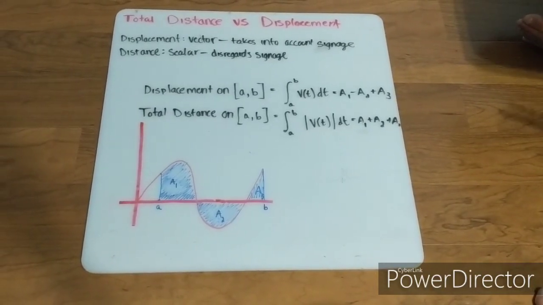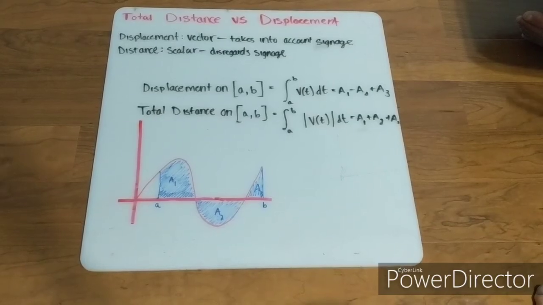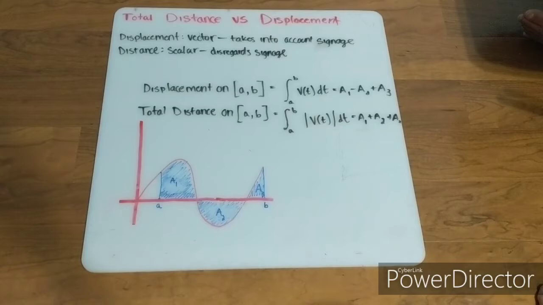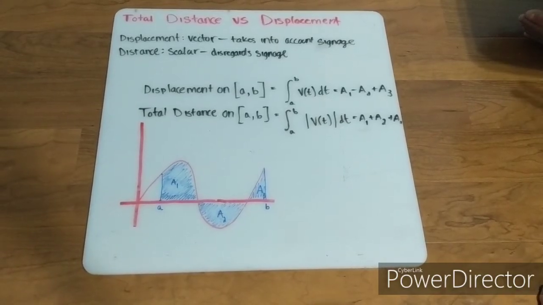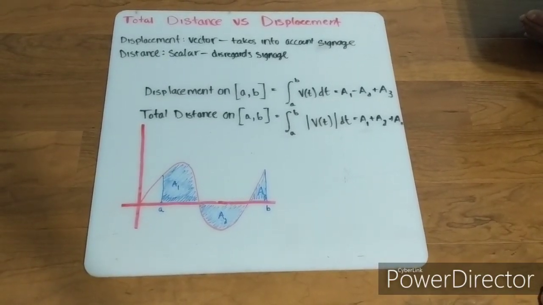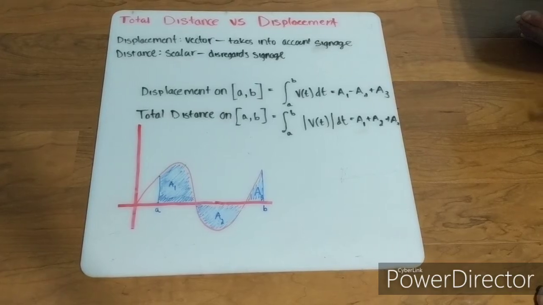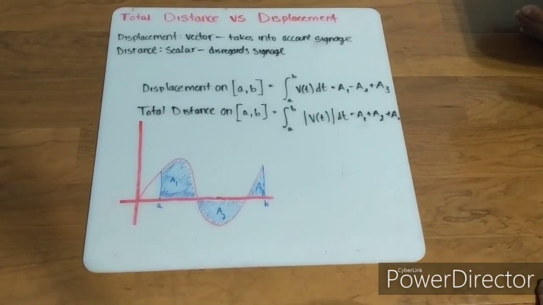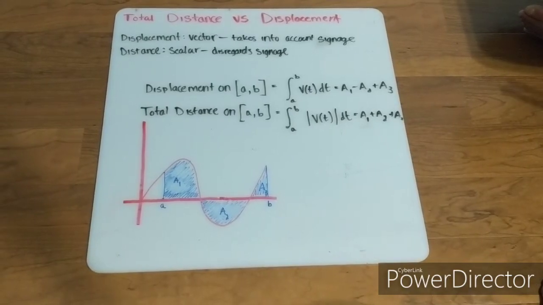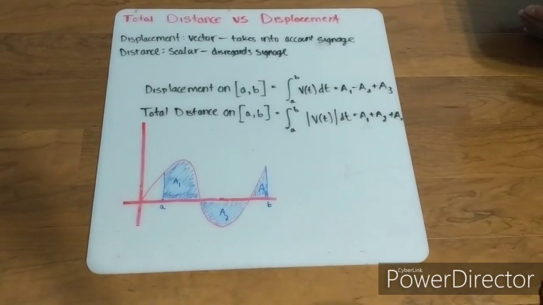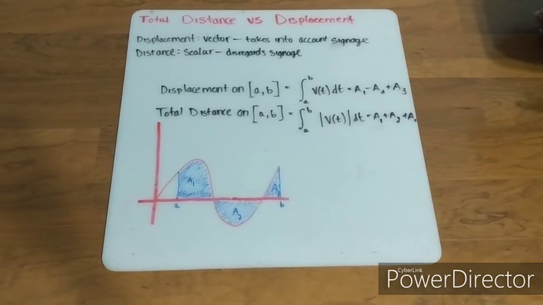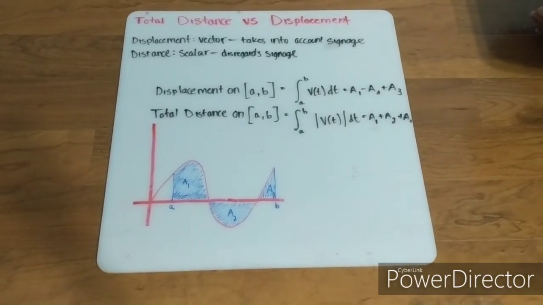Displacement is a vector, which means it takes into account signage, while total distance is a scalar and it disregards signage. This means that when calculating the total distance, you must consider the intervals where the function is less than 0 and the intervals where the function is greater than 0. To calculate the total distance traveled, you must integrate the absolute value of the function, while when finding displacement, you must just find the normal integral.